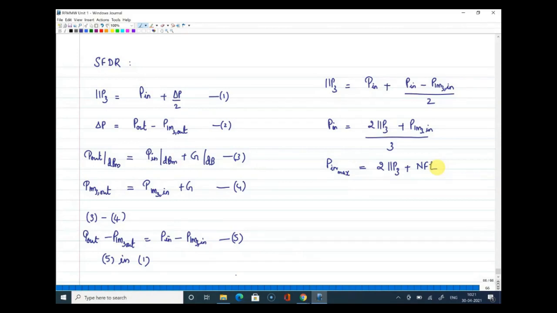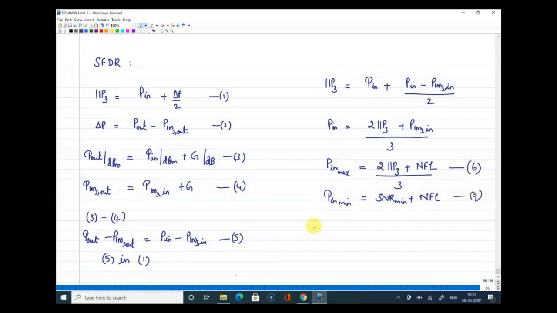So I'm just substituting PIM3 in with noise floor level, and I'm replacing in this fashion. So this divided by 3. So this is the PIM3 P in max expression. So this I'll make as equation number 6. And now from yesterday's discussion, minimum input signal power can be written as SNR minimum, the minimum SNR requirement, plus noise floor level. This is equation number 7.